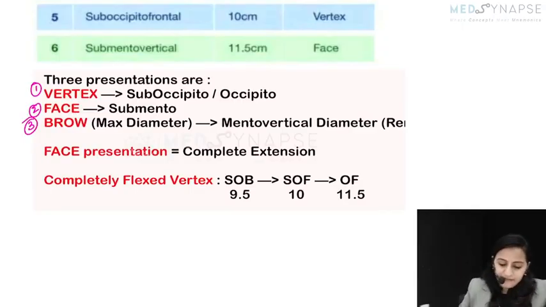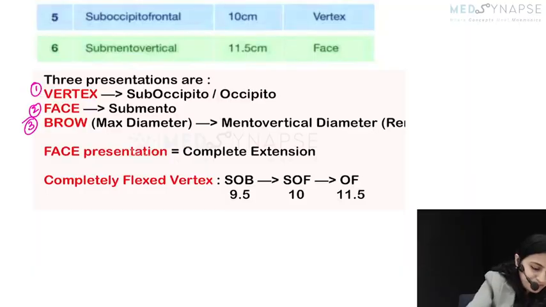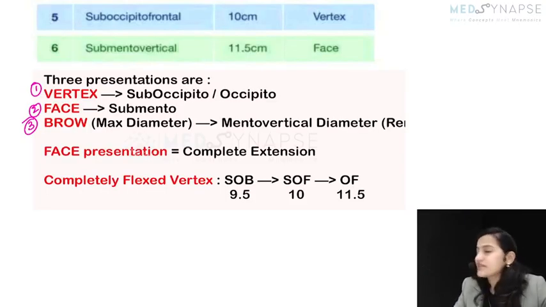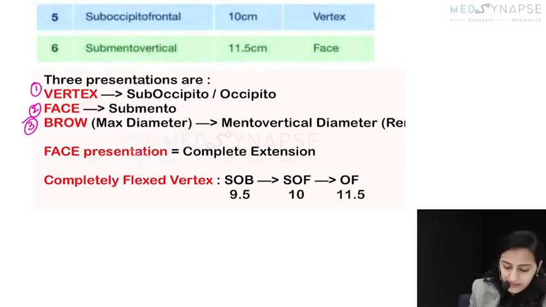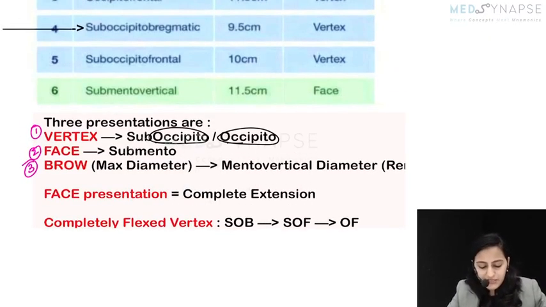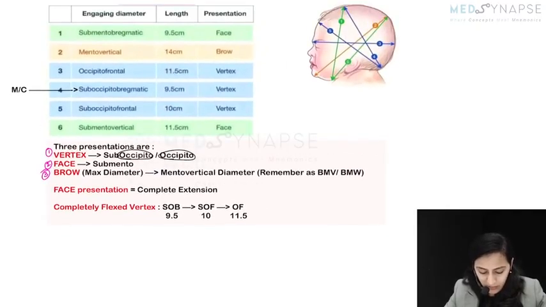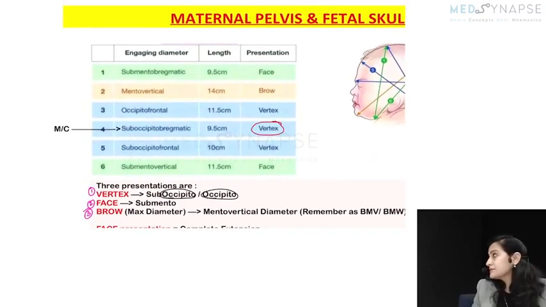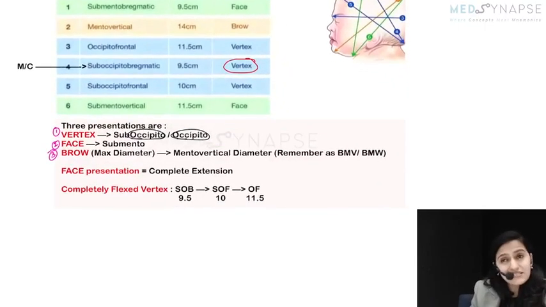The vertex head is flexed. It could be flexed vertex or deflexed vertex. Remember that whenever it's a vertex presentation, it is occipito, suboccipito, or occipitofrontal, suboccipitobregmatic. It will have this occipito or suboccipito coming in as the diameter. The most common is the vertex presentation. And which vertex, flexed or deflexed? Flexed vertex, completely flexed.